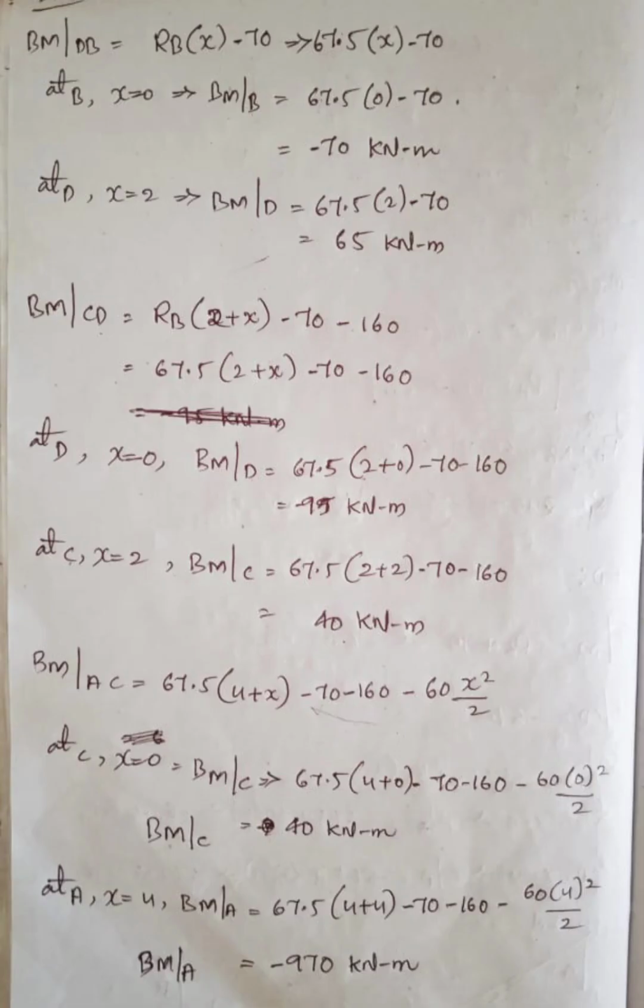In the same way we can calculate bending moment values. Bending moment at any section between DB, we have the equation RB into x minus 70, that is 67.5 into x minus 70. At B, that is x equal to 0, bending moment at B is minus 70 kN meter. At D, that is at x equal to 2, bending moment is 65 kN meter. Bending moment at C is 40 kN meter. Bending moment at D is minus 95 kN meter. Bending moment at C is 40 kN meter. Bending moment at A is minus 170 kilonewton meter.